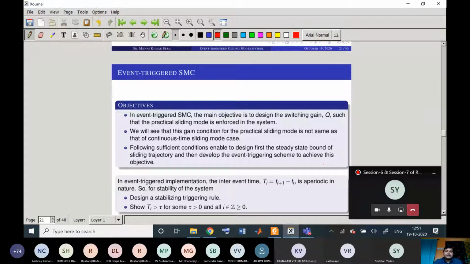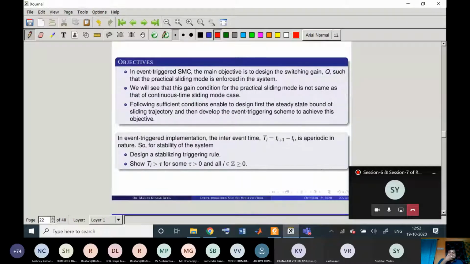We will see that the gain condition of the practical sliding mode is not the same as in the continuous time sliding mode case. The following sufficient condition enables us to first design the steady state bound of the sliding trajectory, then develop the event triggering scheme to achieve this objective. Whenever you design an event triggered sliding mode control, you have to define the inter-event time, Ti equal to Ti plus 1 minus Ti, which is definitely aperiodic.